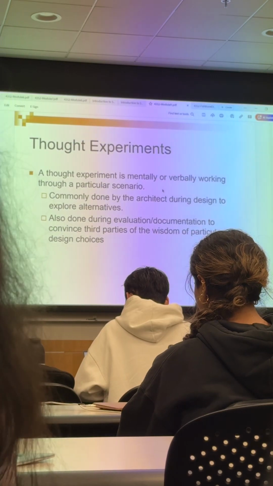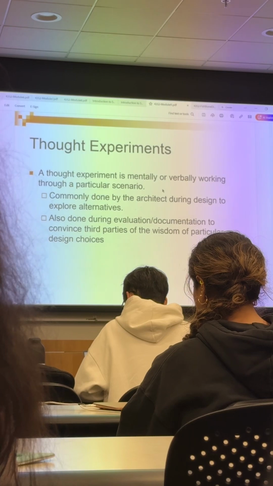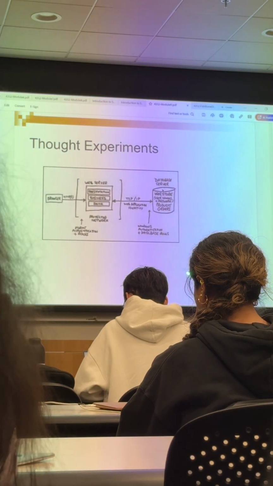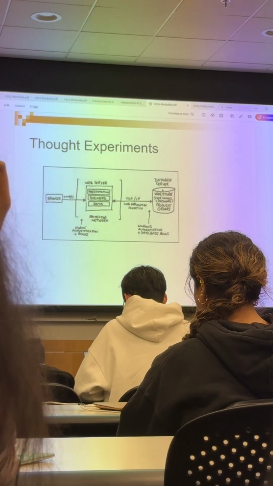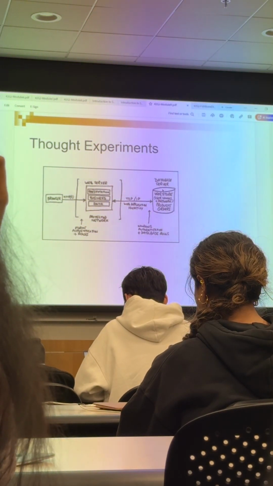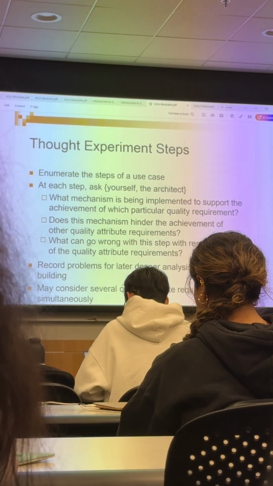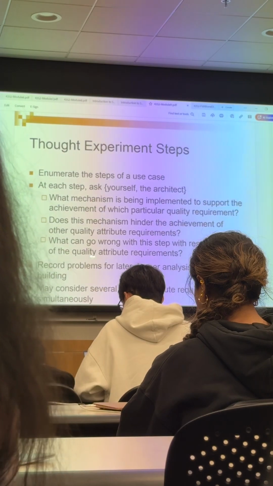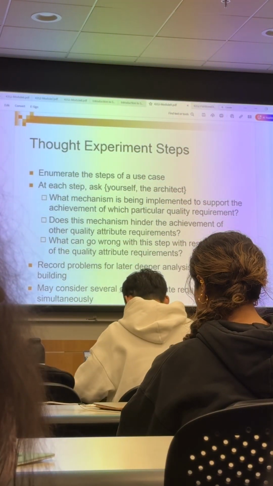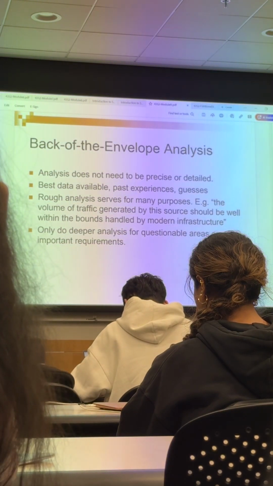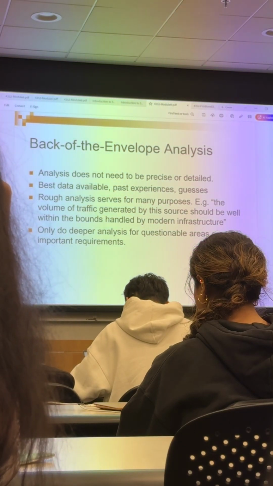And this thought experiment, this is like we are thinking through the scenario verbally, and we're writing this down. The thought experiment is something like this. You could write the steps on a board along with your friend. You can discuss this mentally in your own mind. You can write it down. The main goal is you're going to check if any problems are there, issues, like what can go wrong. You're considering several different QAs simultaneously. Then the main reason is rough analysis. We are not going to do deep analysis of this.